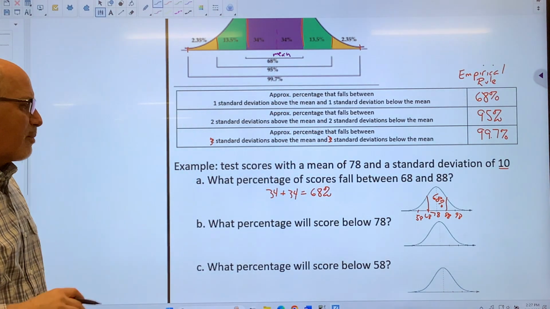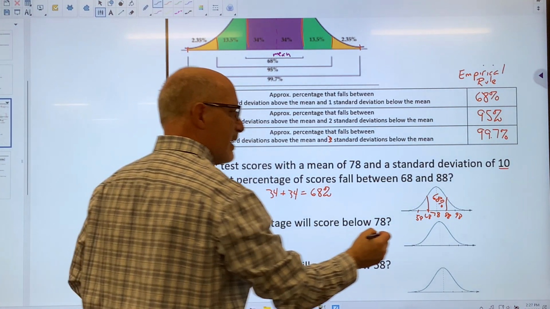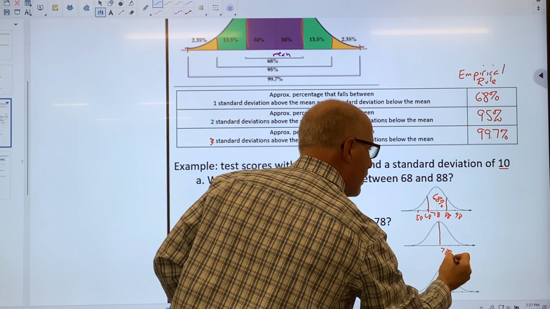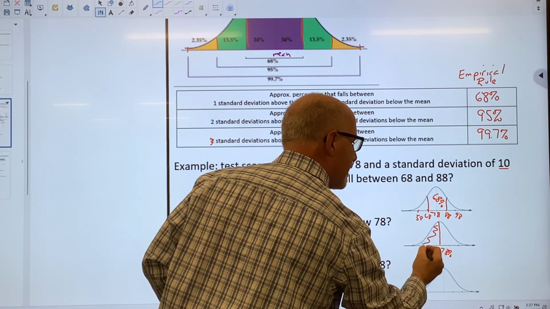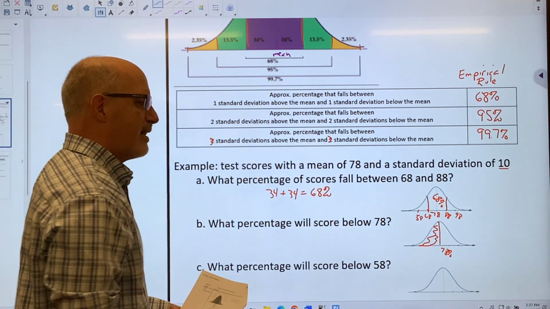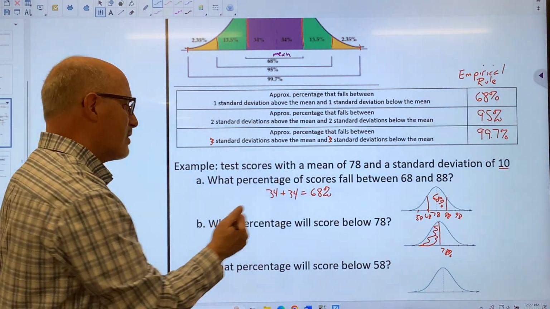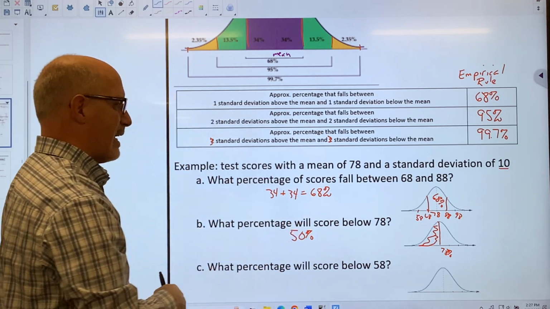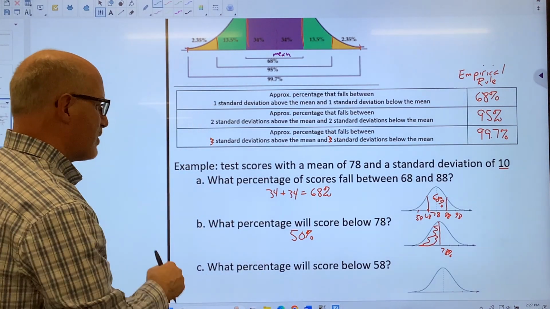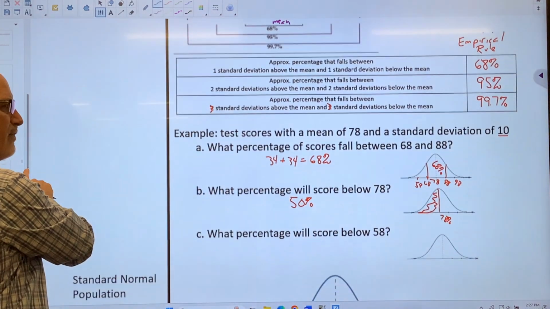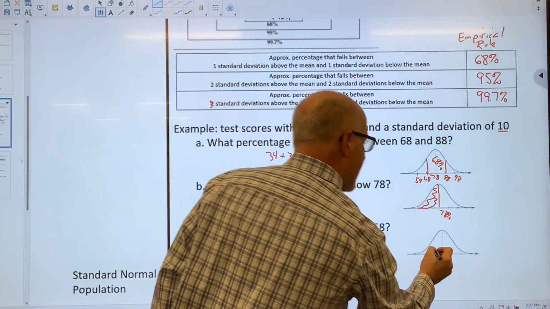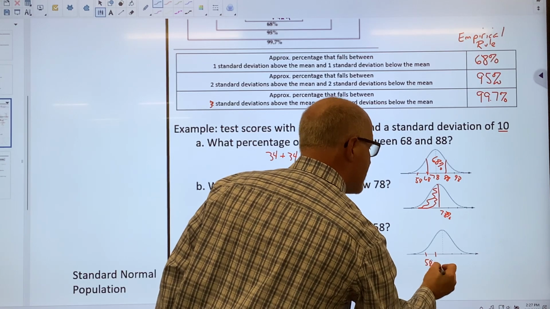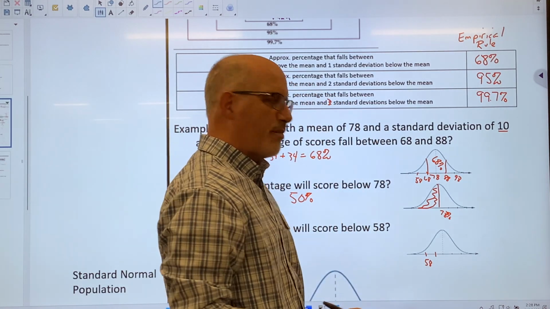Now it asks what percentage will score below a 78. If 78 is right here in the middle, we want to know what percentage will fall on this side. Well, that's below the mean, so 50% of the data should fall below that. And then lastly, what percentage of scores will fall below 58? Notice this is 68 and then 58 is here. That's two standard deviations below the mean.